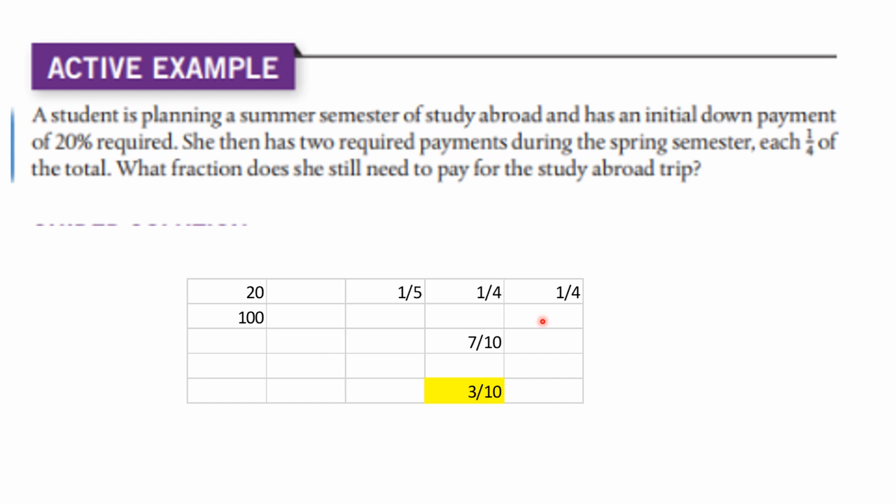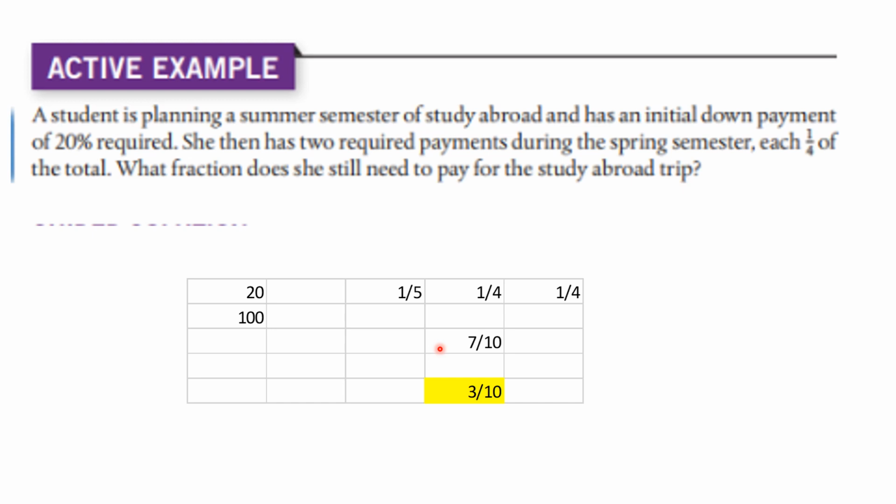Okay, so what's going to happen is the common denominator here is going to be 20. And so what you have is this is 4 over 20, this is 5 over 20, and this is another 5 over 20. So when you add those, you get 14 over 20. But 14 over 20 is the same as 7 over 10.